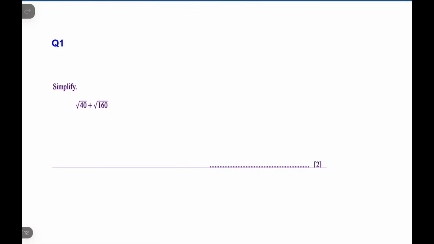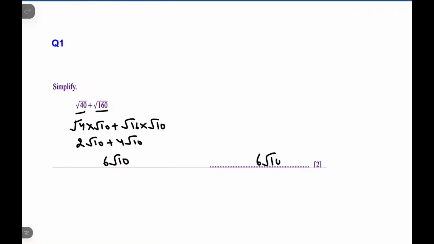Question number 1, simplify root 40 plus root 160. Now this can be written as root 4 times root 10 plus root 16 times root 10. So root 4 is 2 root 10 plus 4 root 10. This is 6 root 10. So our answer will be 6 root 10.